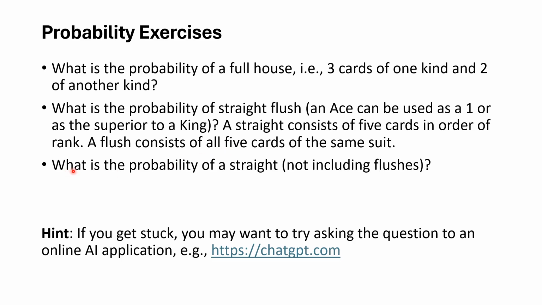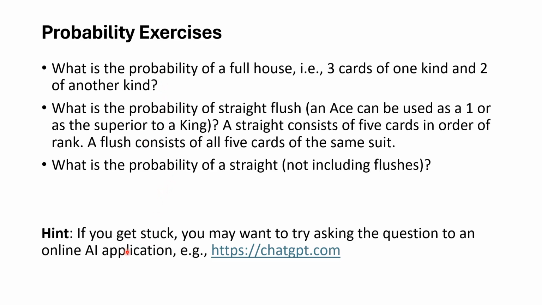And then the last one is, what is the probability of a straight, excluding the straight flushes? So once you count the number of straight flushes, you need to subtract that from the number of straights and then divide by the total number of possible poker hands. We'll talk about this, and I'll give you an answer in the next lesson.